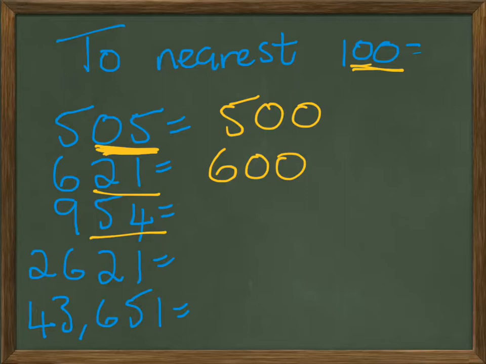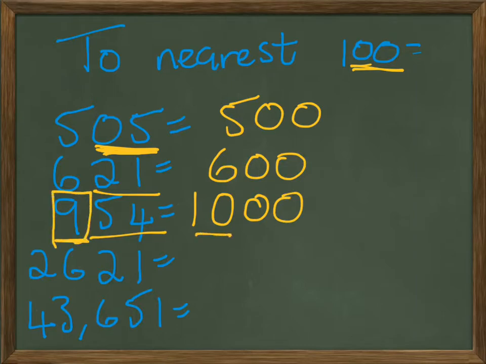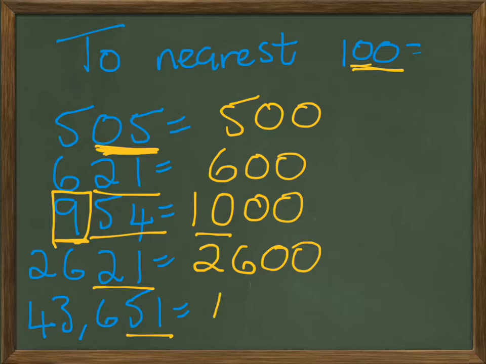So it goes up, 954. I have to go up to 1,000 because that 9 there becomes 10. And there's your 10. 2,621. Well, that is going to become 2,600. The 21 goes down. And 43,651 sounds complicated, but I'm only looking at those two. And 51 will go up because it's more than 50. So 43,700.